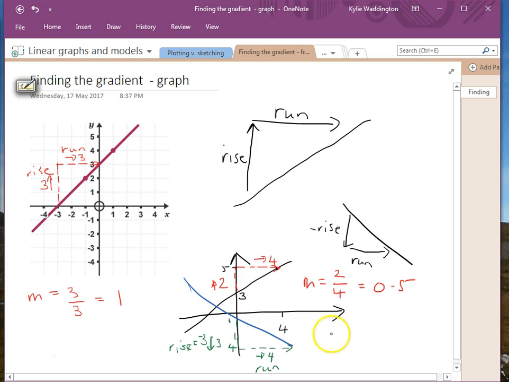It's our run. So our gradient for the blue line would be -3, which is our rise, or in this instance our negative rise, over our run, which is 4, which gives us a value of -0.75. Now you can leave it as a fraction, and it will help you sketch your graphs from it, but equally a decimal is correct.